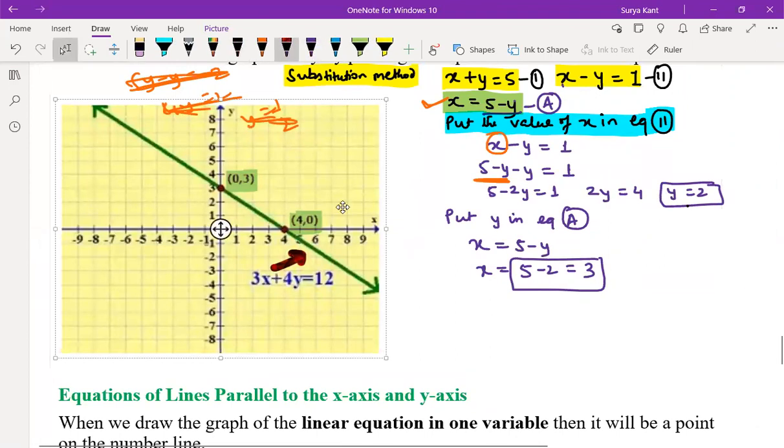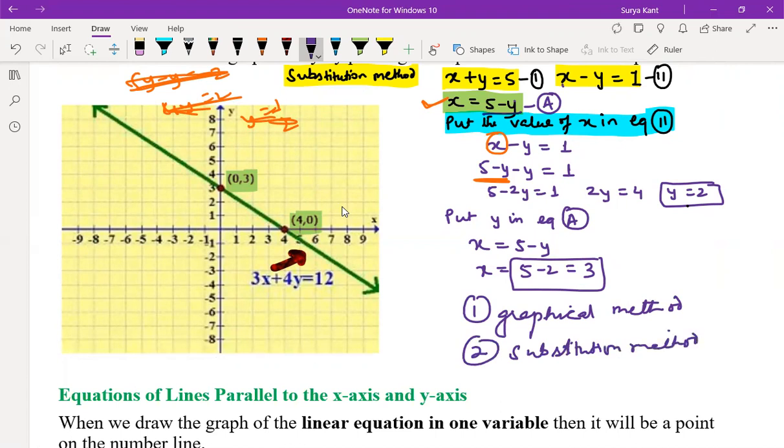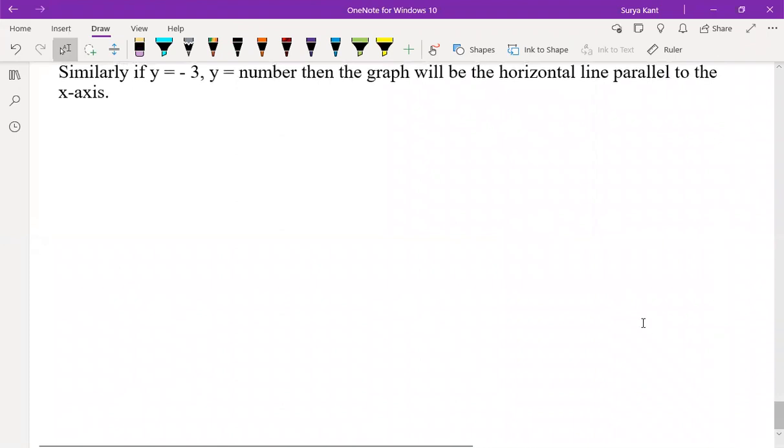The first method you have learned is the graphical method. And the second one you have read is the substitution method, right, children? Yes, sir. So I'll give one question. You do it by both graphical as well as substitution method. Only one question I'll give to everyone.